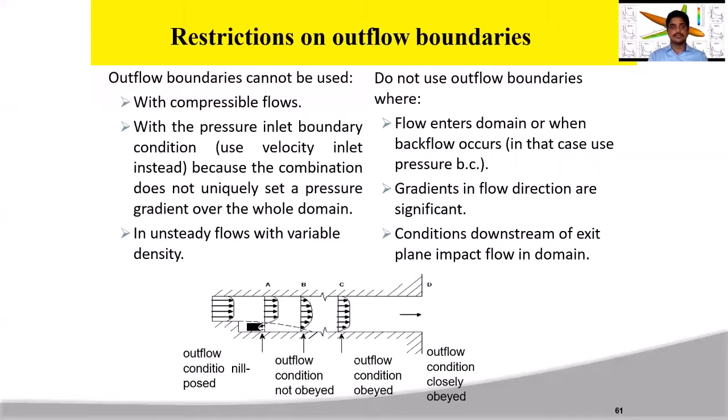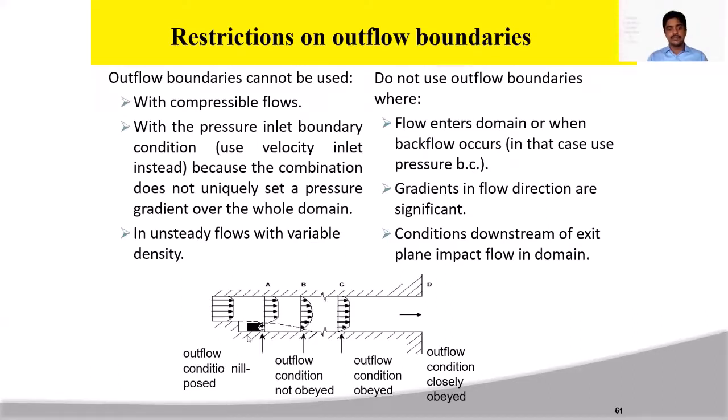Just see the opposite side of it. With the pressure inlet boundary condition, use the velocity inlet instead, because the combination does not uniquely set a pressure gradient over the whole domain. And here it says flow enters the domain during backflow, so do not use outflow boundary conditions where flow enters the domain. Also, do not use outflow boundary conditions where the gradients in the flow direction are significant, and do not use them where conditions downstream of the exit plane impact the flow in the domain.